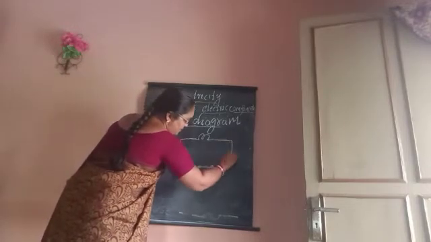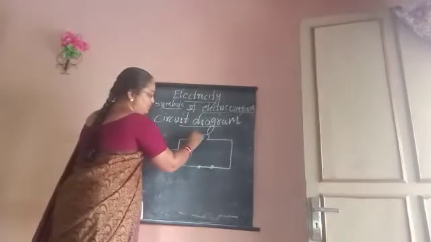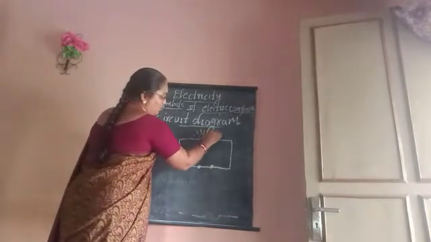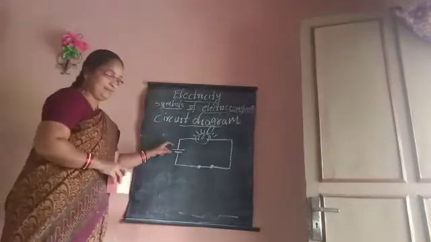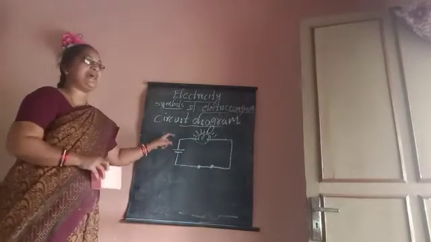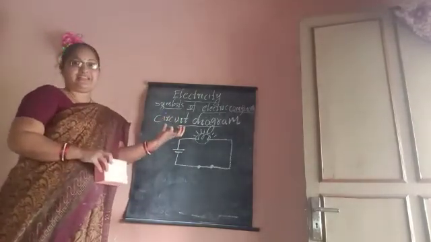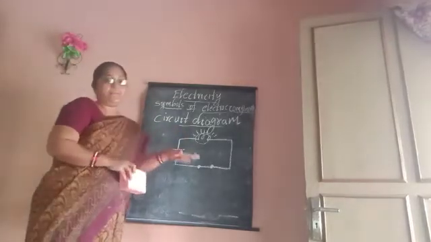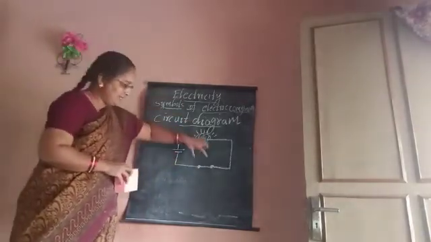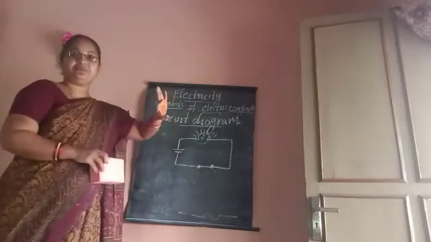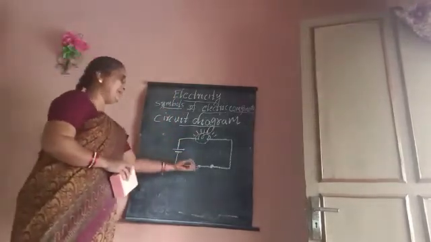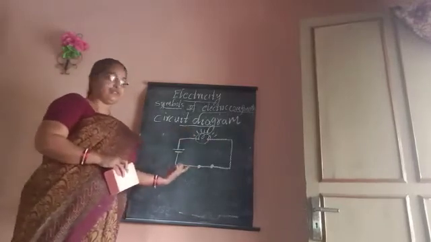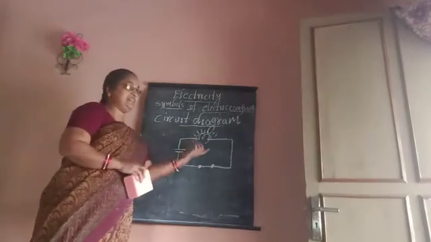and the bulb symbol. This is the bulb, and the switch symbol. Here the switch is in the on position, so the bulb will glow. This is the circuit diagram. The circuit diagram must have a source of electric energy. It may be a cell or battery, and it must contain one switch. The switch can be placed anywhere in the circuit.